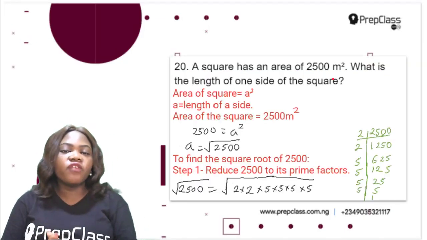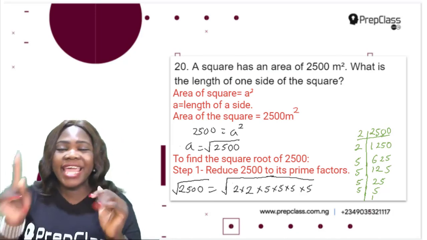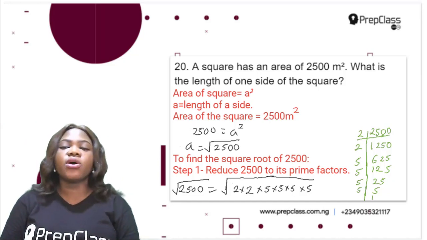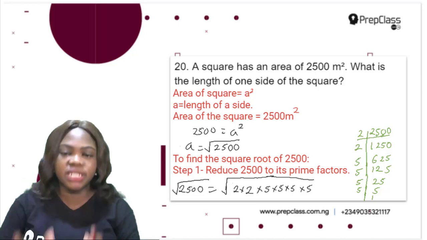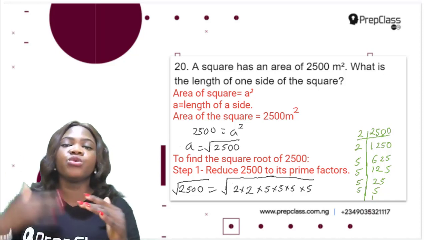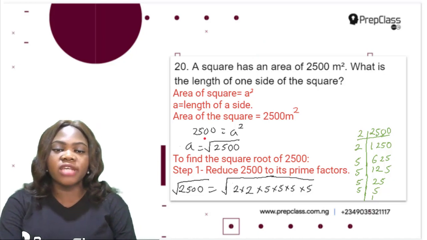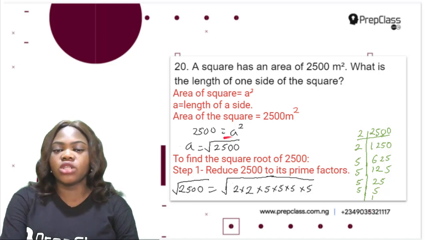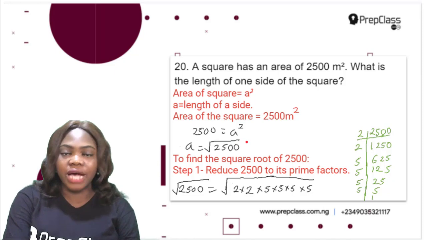So, first of all, what is the area of a square? The area of a square is given as a squared, where a is the length of one side of the square. Now we have been given the area of the square as 2,500 meters squared. We are asked to find the length of one side. So this means that we want to find a, small letter a. So the area of the square is 2,500 equals a squared. To make a the subject of the formula, we find the square root of the area. So that is the square root of 2,500.